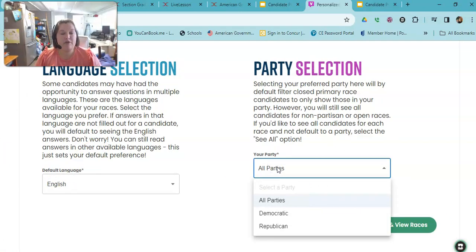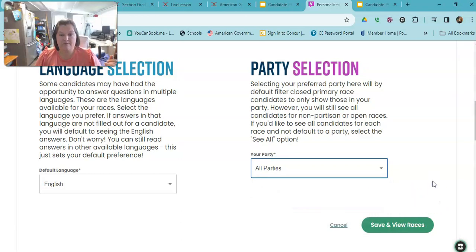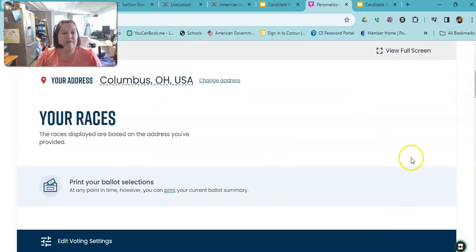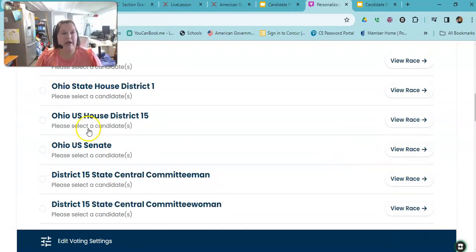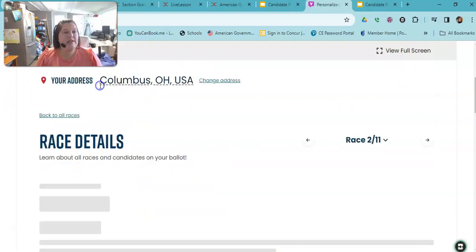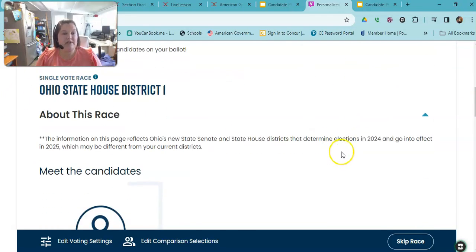If you know for a fact you want to do a Democratic candidate or a Republican candidate, you can pick that. I'm going to keep it at all parties right now. Then I'm going to click save and view. Now I am going to scroll down and look at these different races. The first thing I'm going to look at is the Ohio State House District.